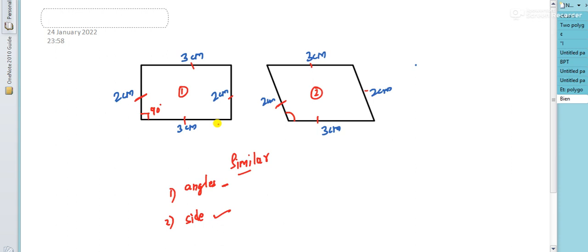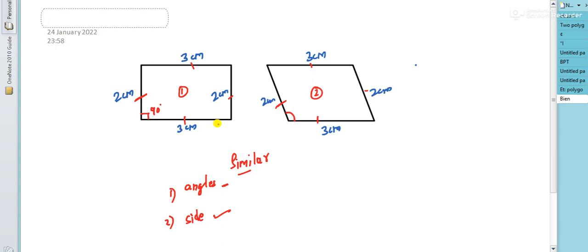So we cannot call them similar figures. Neither will they be called congruent. Why? Because the angles are not the same, even the shape is not the same. So even this will not be called congruent. These figures are neither congruent nor similar. I hope you have understood the difference between similar and congruent.